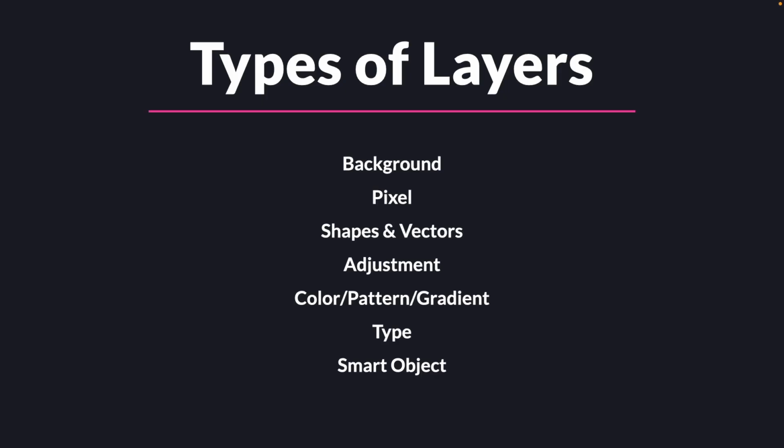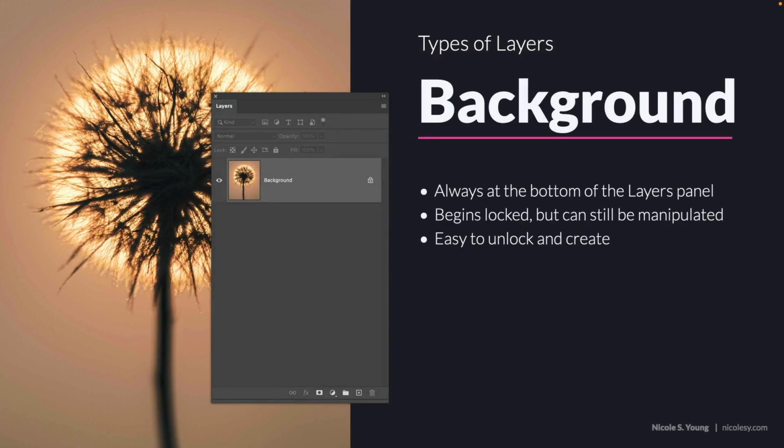Let's begin discussing the different types of layers that you can use in Photoshop. And we'll begin with the background layer. The background layer is always at the bottom of the layers panel. And when you open up a photo, if it has a background layer, it's simply going to be called background.